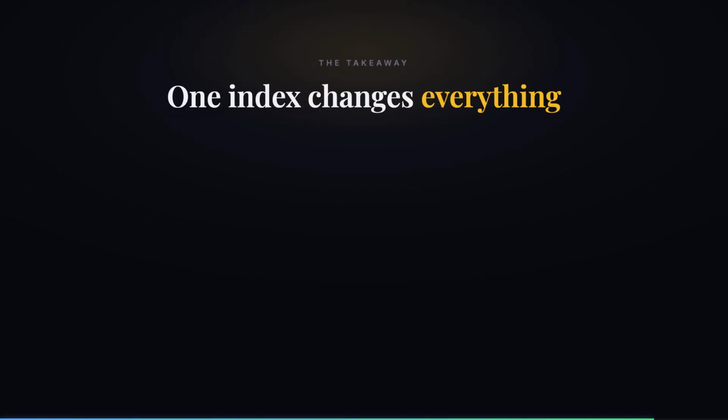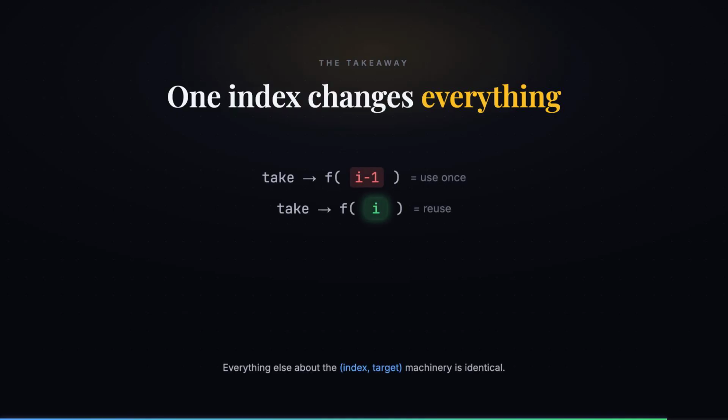So here's the takeaway. 0-1 versus unbounded is exactly one index. Take into I minus 1 means use once. Take into I means reuse. Everything else about the index target machinery is identical.